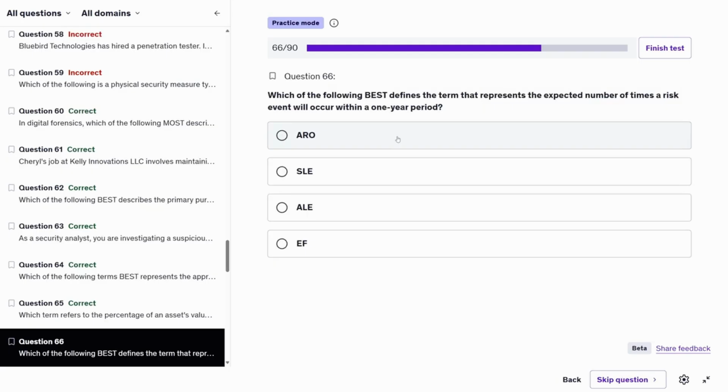Which of the following best defines the term that represents the expected number of times a risk event will occur within a 1-year period?